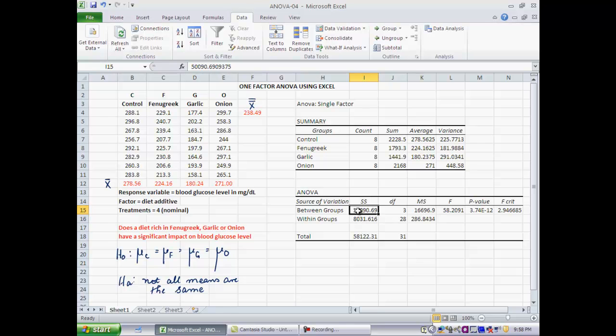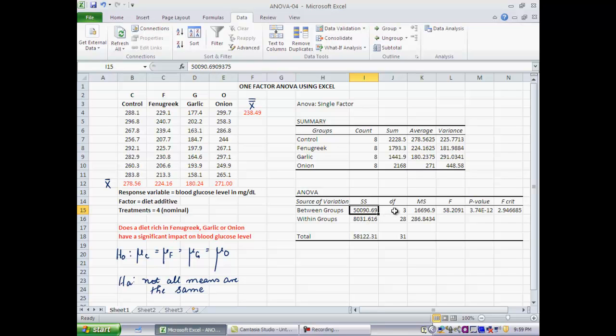The between group sum of squares, where do we get that? You imagine that all 8 data points for the first group are concentrated at the mean of the first group. So all these 8 data points somehow got bunched into the middle. All 8 data points for the second group are bunched at the mean for the second group, all 8 values for the third group are bunched at the mean of the third group, and so forth. So each group is represented by its mean, and we are trying to see the difference of each group mean from the overall mean. So you take 278.56 minus 238.49, square that and multiply it by 8. Why 8? Because there are 8 values in the sample. Add this up for all 4 groups and you will get 50,090. So that's the between group sum of squares.